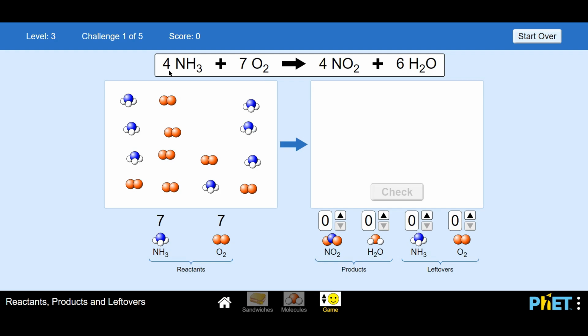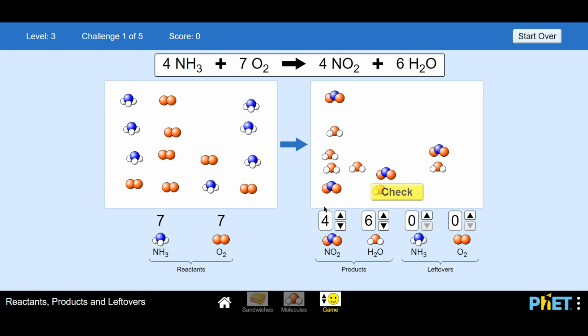When I have 4 ammonia molecules and 7 oxygen molecules, then I will make 4 of these and 6 of these. So NO2 down here, I should be making 4 of those, and I should be making 6 water molecules. So I'll add all of that. All of the things that I just added on the right-hand side account for 4 of the ammonia molecules and all 7 of those oxygen molecules. I know that because what the reaction tells me is for every 4 of these and 7 of these, I will get 4 of these and 6 of those.